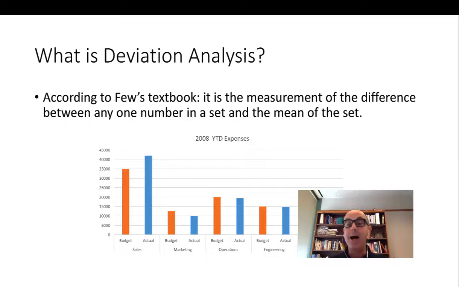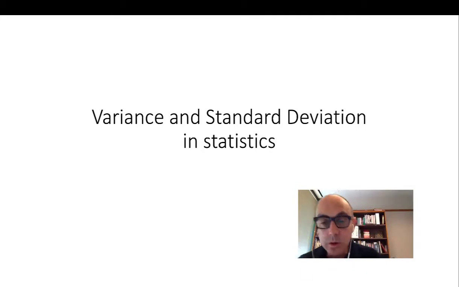So he talks about the difference between a budget, which is usually something that you plan ahead, and the actual figures that actually happen. So there are two sets that he thinks there needs to be differences between. But we need to start our discussion with what variance and standard deviation are in statistics, to understand why he makes this comparison, or why he used deviation analysis in his discussion in graphics.